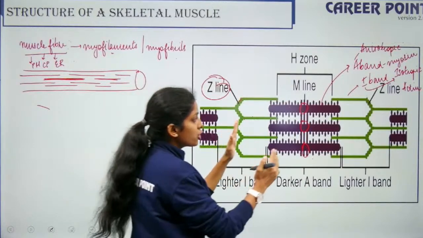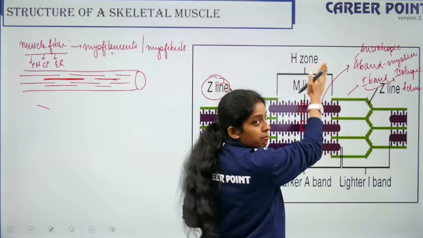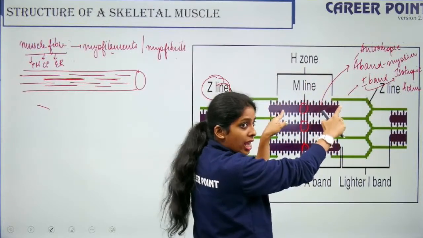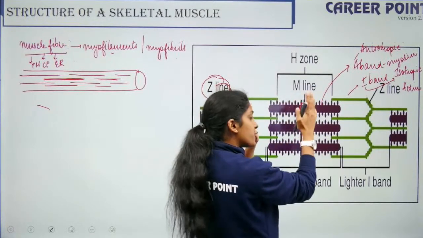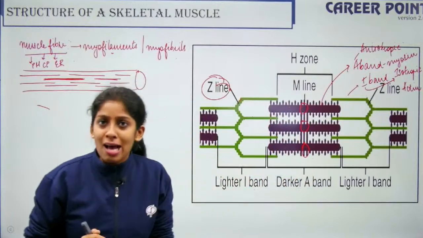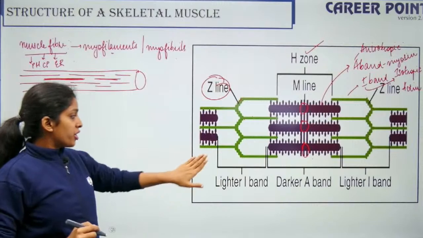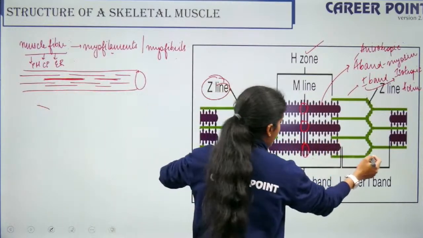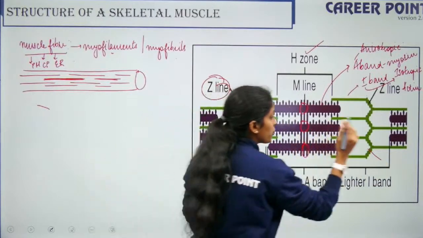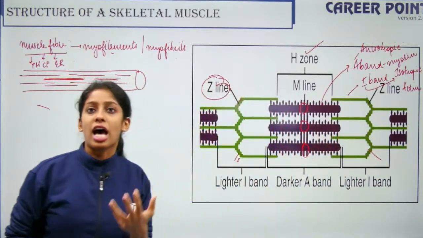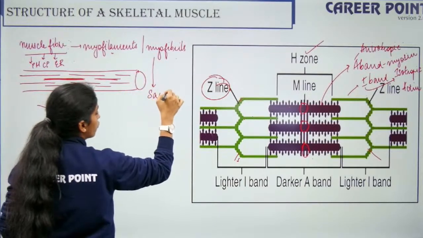Fine. The region of the A band which is not enclosed by the I band. See here, the I band is over the A band, but this region is free of any overlap. The region of the A band that is not overlapped by the I band is called the H zone. The region between two successive Z lines, this is one Z line, this is one Z line, is known as your sarcomere, and the sarcomere is the structural and functional unit of a muscle.